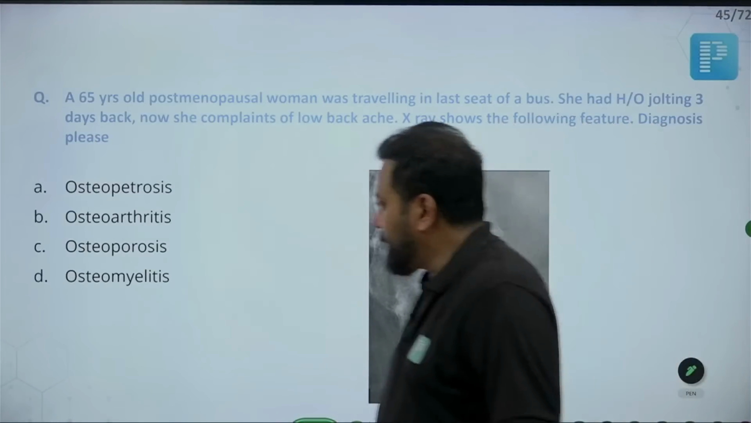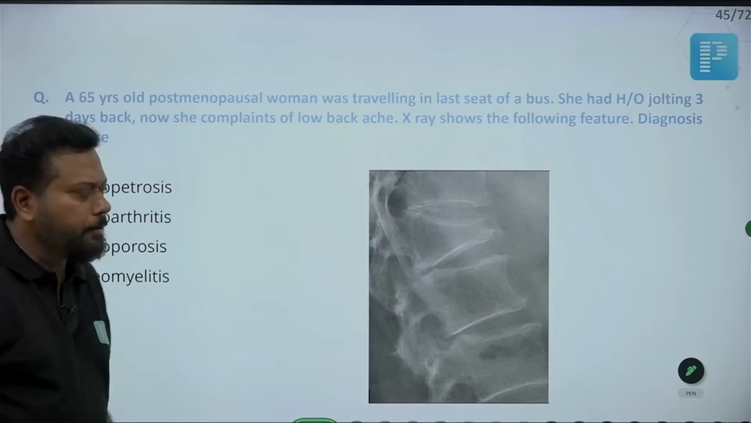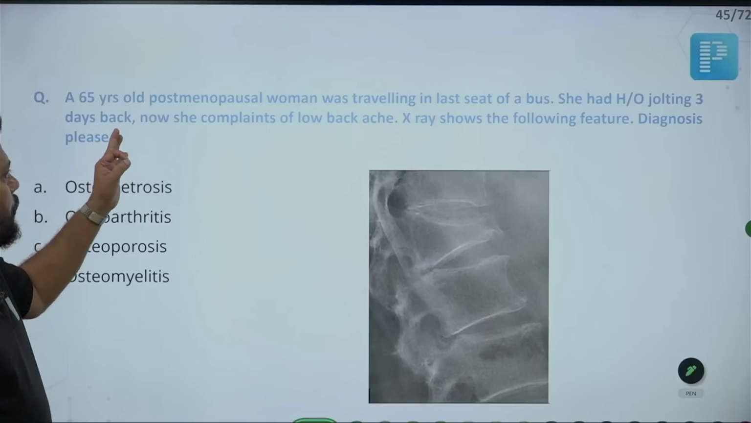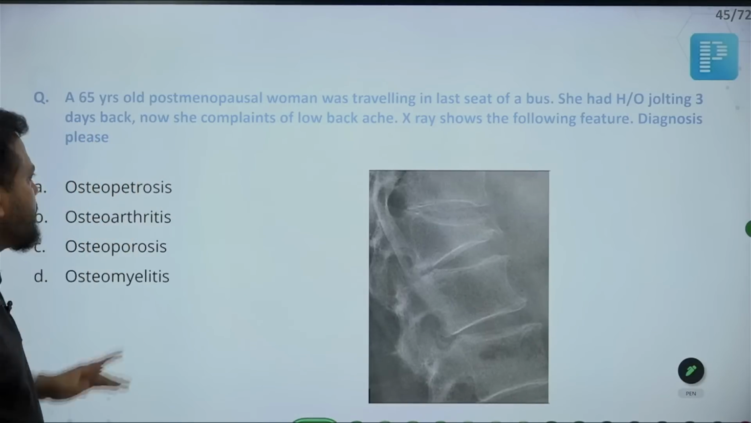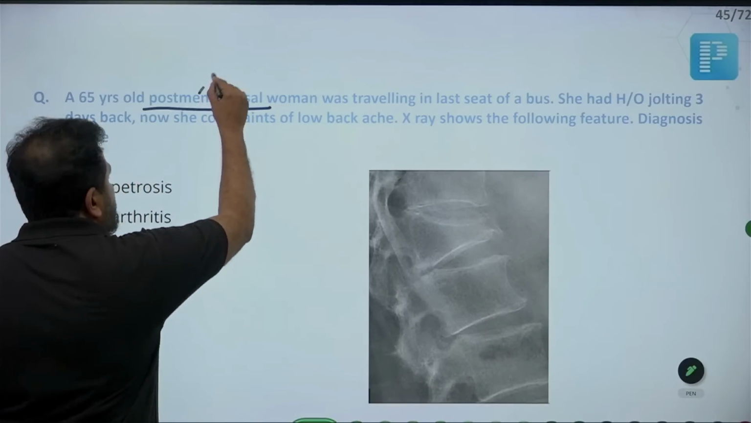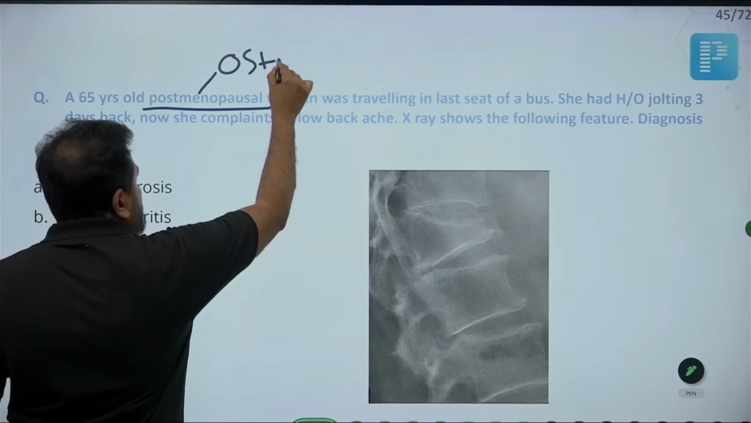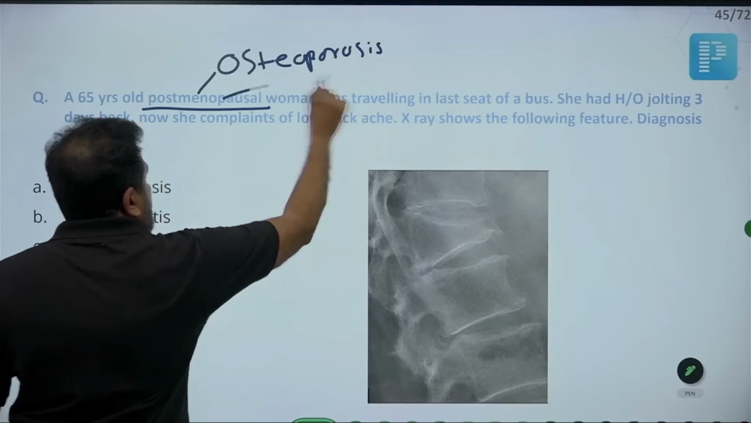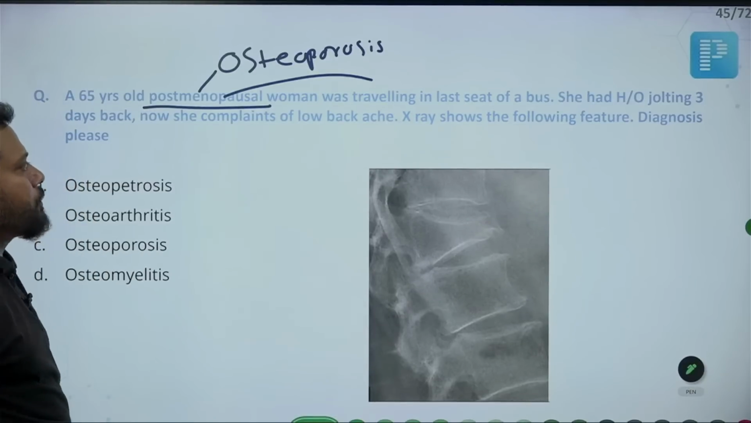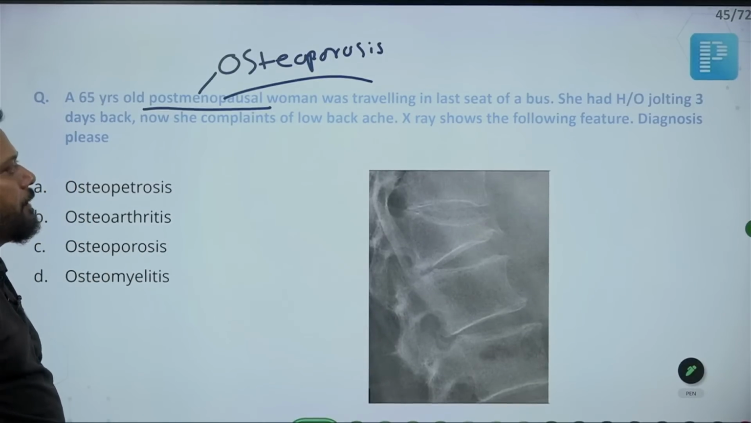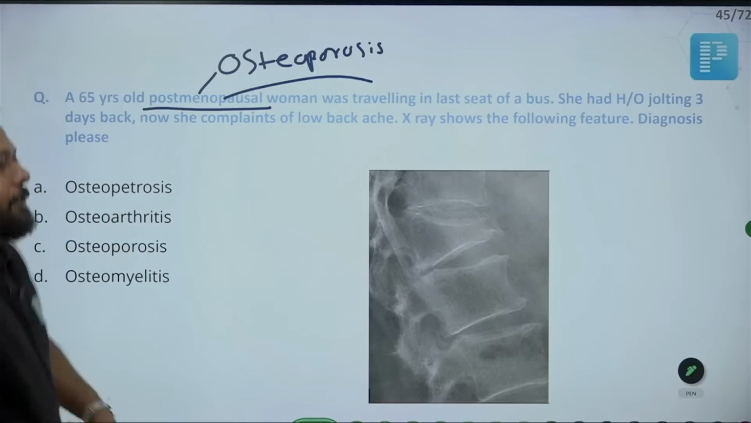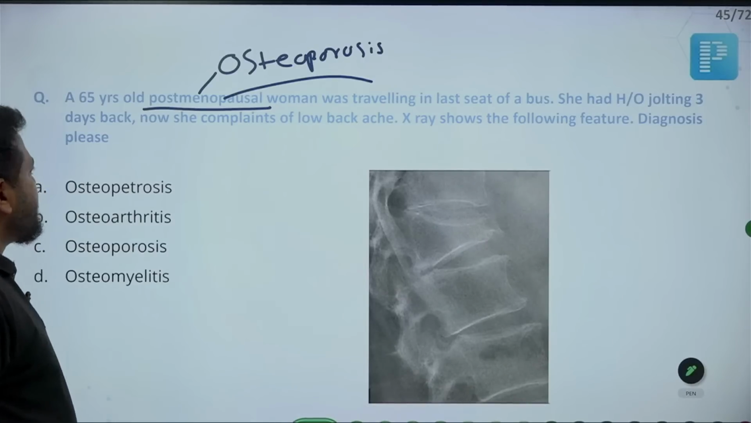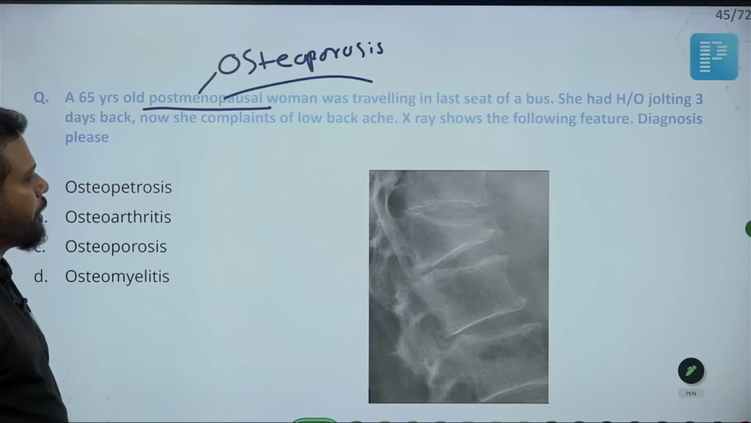Then, next important, very simple thing. A 65-year-old postmenopausal woman, that itself gives a diagnosis. Postmenopausal means you should be having osteoporosis. Okay, this itself will say the diagnosis, osteoporosis. The postmenopausal woman was traveling in the last seat of the bus. She had a history of jolting, just like that. 3 days later, she presented with back pain. Now the X-ray shows the following feature.